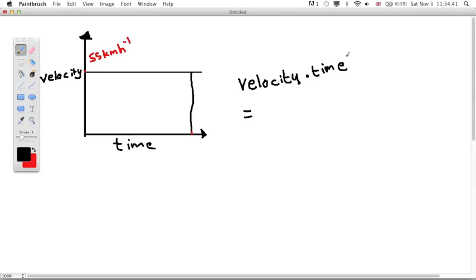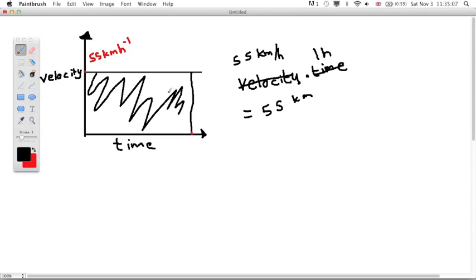Because if they did that for 1 hour, so if this was 1 hour and this was 55 km/h, well then 55 times 1 will be 55 kilometers, so that's the distance traveled. So practically the area below the graph shows the distance traveled, and you also need to know that because that's quite important. In a test or in a worksheet they might ask you to derive how much distance they traveled from this graph. So that's how you do it.